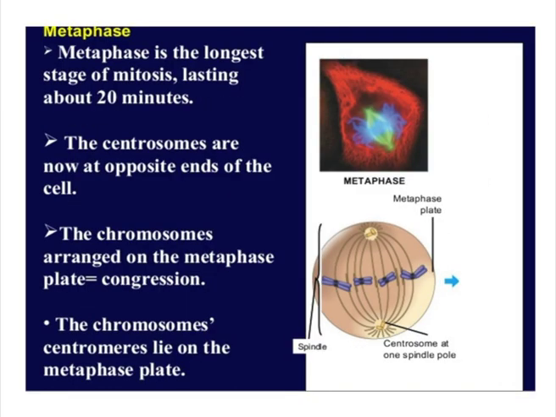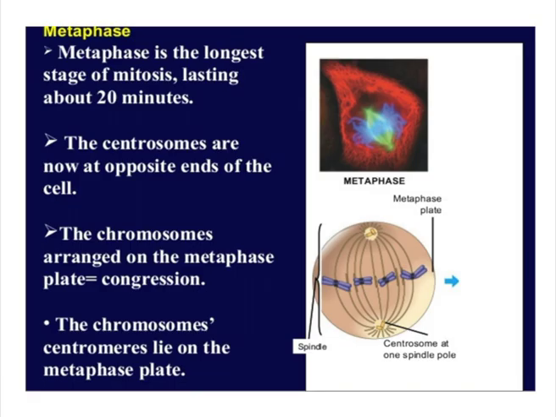The second phase of karyokinesis, metaphase. Metaphase is the longest stage of mitosis, taking at least about 20 minutes. Here the centrosomes are now at opposite ends of the cell. The chromosomes are arranged on the metaphase plate.